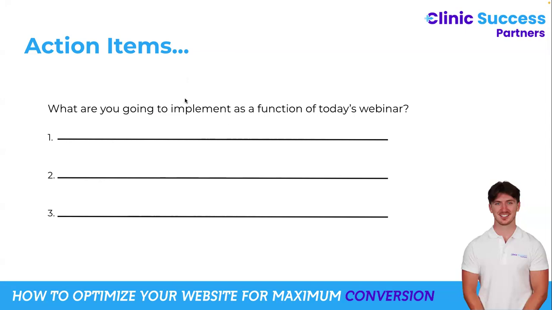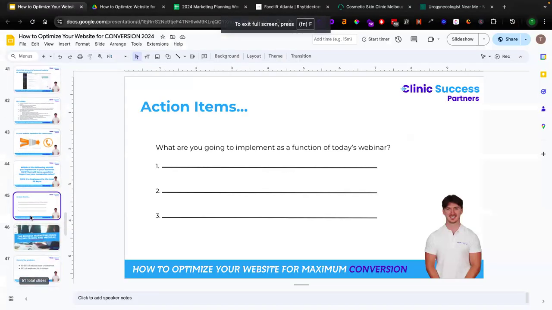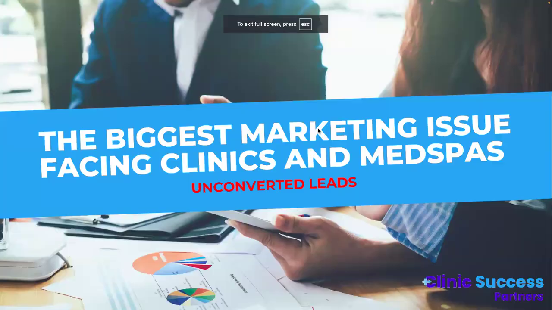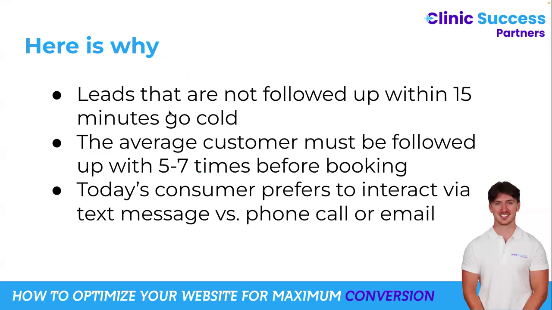I said the reviews are easy to do, but if you just don't know where to look, you're not going to think of it. So I'll go back to this one more time. The biggest issue, I said, is unconverted leads. We've talked about this. 90% of web forms fail. Usually you need to touch on these people 5 to 7 times before booking. And as I said, you need to have the option to send texts as well as call, not just email.